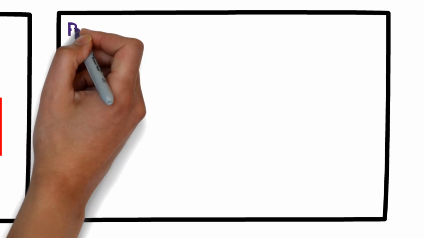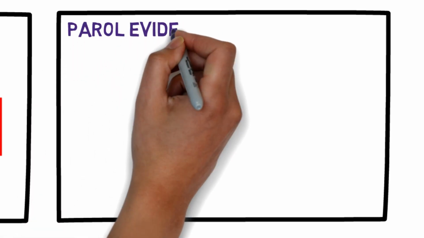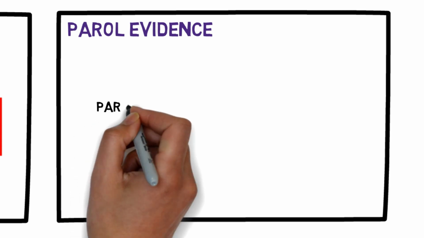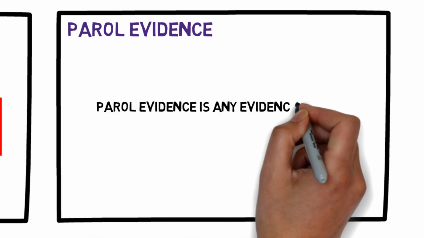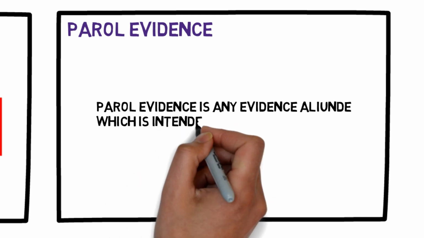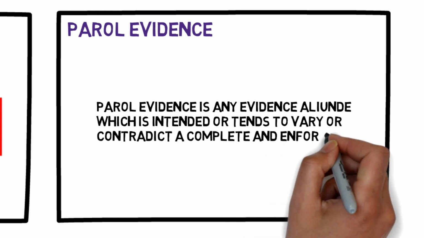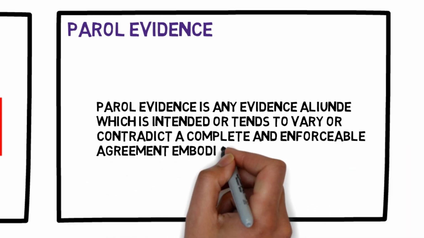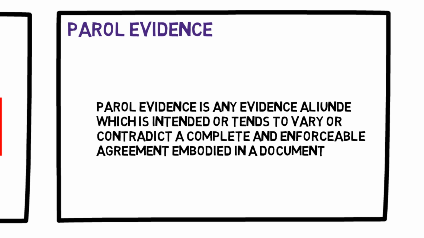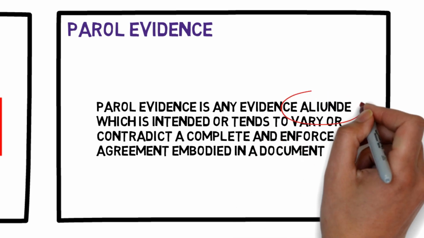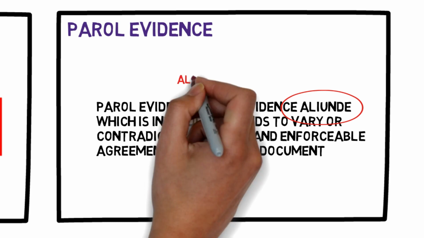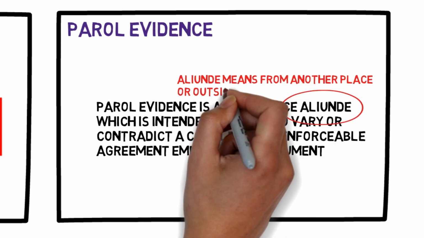Before I discuss what is the parole evidence rule, I will discuss first what is parole evidence. Parole evidence is any evidence aliunde or extrinsic evidence which is intended or tends to vary or contradict a complete and enforceable agreement embodied in a document. It may refer to testimonial, real, or documentary evidence. What does aliunde mean? Aliunde means from another place or outside source.